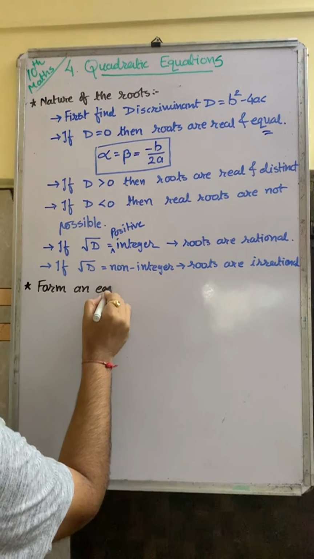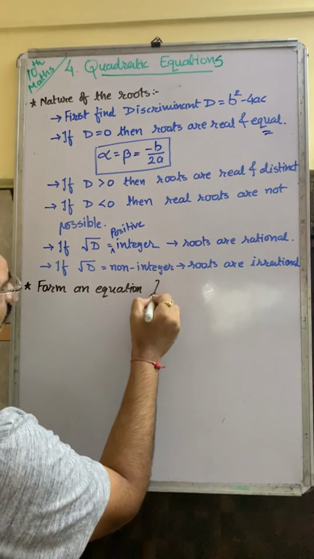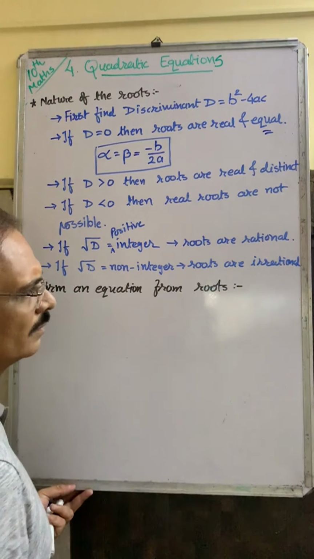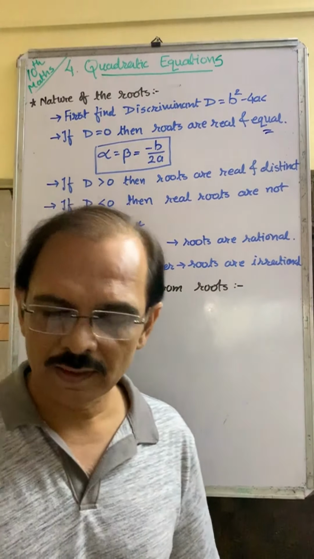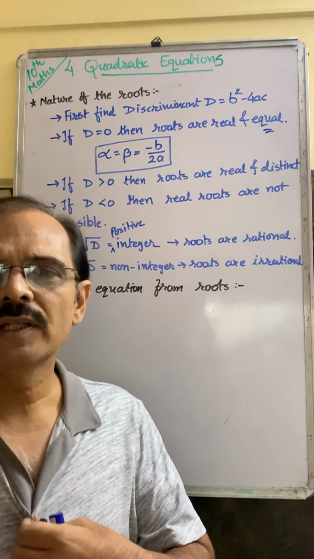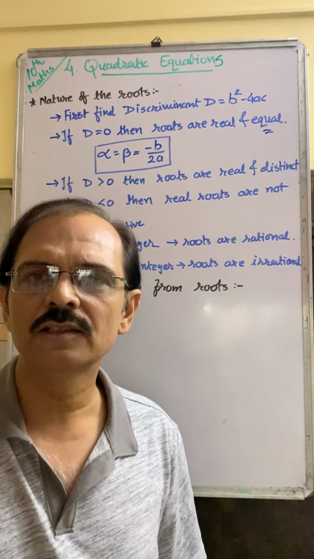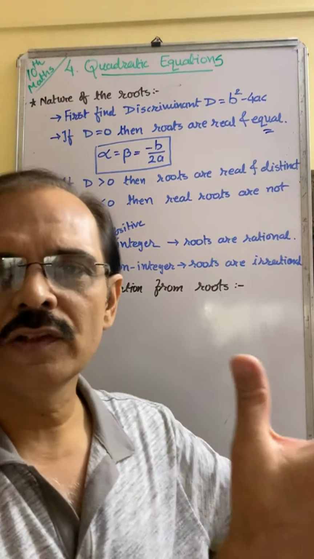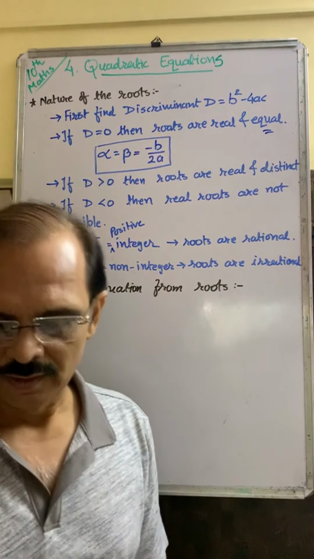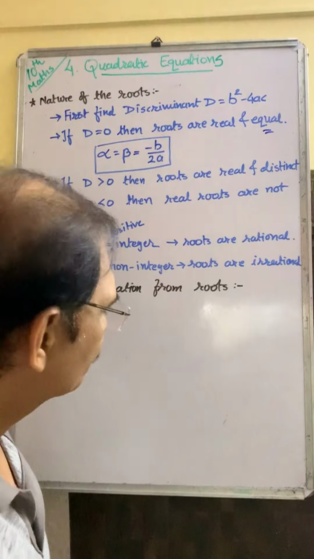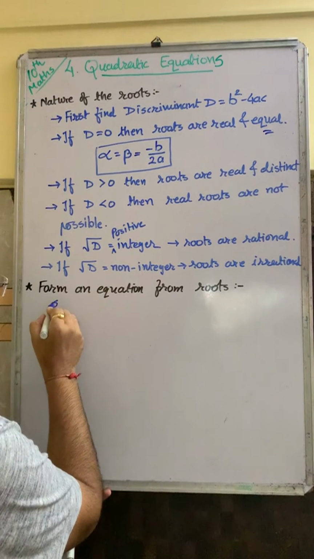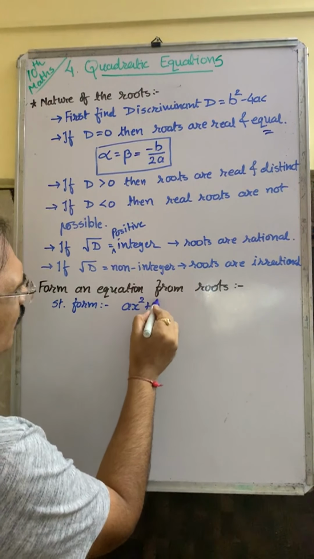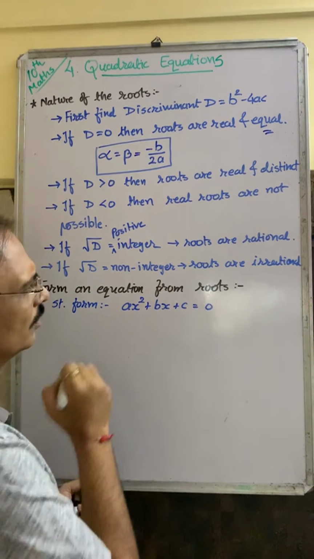Form an equation from roots. Suppose roots are given, means answer is given. Alpha and beta are given. Suppose alpha is 3 and beta is 2. How can you say that this answer is from which question? Which equation? There is also a technique. See, you know the standard form is Ax square plus bx plus c equals to 0.